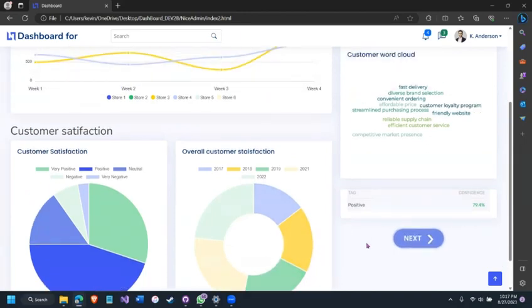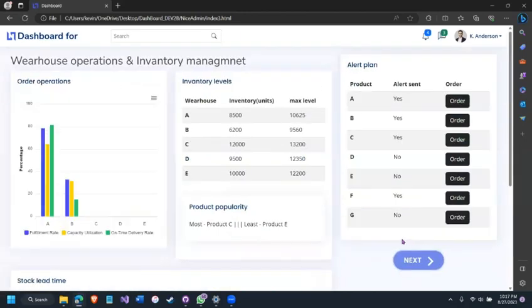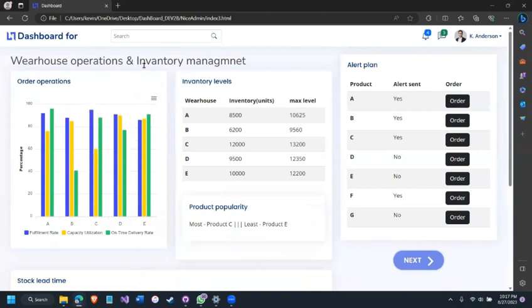And if we move on to our next page, this is our warehouse operations and inventory management. So in this bar graph over here, we can see the order operations with the fulfillment rate, the capacity utilization, and the on-time delivery rate. So you can hover over these and it will show you the percentages. So the on-time delivery rate is 96, capacity utilization, and the fulfillment rate, and so on.